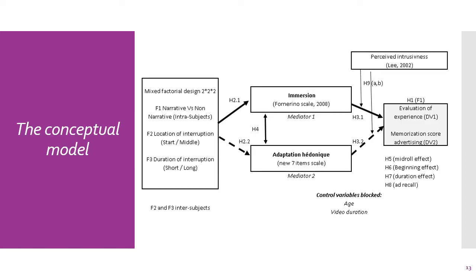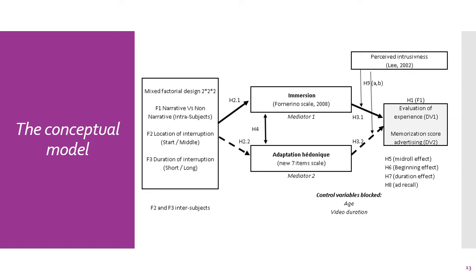So this is our conceptual model. We first used control variables that we blocked, like the age and the video duration. It was the same to make sure that this is not what impacts our dependent variables. We have two dependent variables: the evaluation of the experience, the liking of the experience, and the memorization score of advertising. This is our second dependent variable. Our independent variables, we have three factors. So we opted for a mixed factorial design.